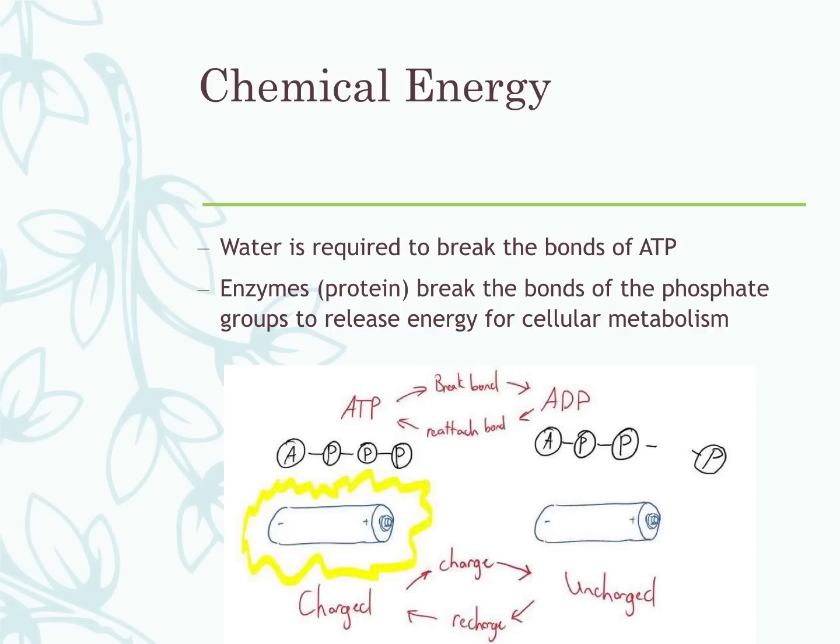When we're talking about breaking the bonds of ATP, there are 2 requirements. Enzymes, which are proteins, another organic molecule that we talked about, and then water is also a requirement. So water and enzymes break that ATP bond and release the energy. So it releases a little burst of energy when that phosphate group breaks off.